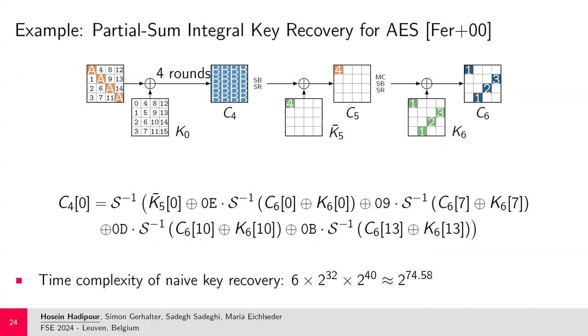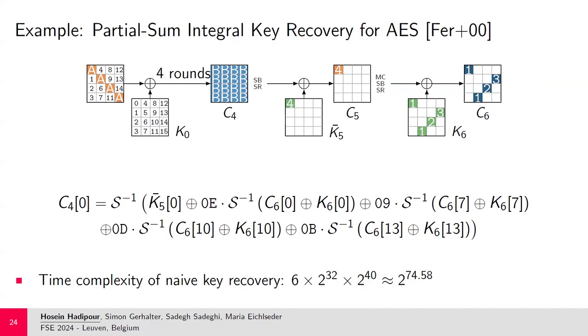Let me give you a basic example for an integral attack on AES. It represents the integral attack on 6 rounds of AES. You have a distinguisher for 4 rounds, and if you query 2 to the power of 32 suitable plaintexts with this activity pattern, you have the balanced property in all of the bytes after 4 rounds. You append 2 rounds after the distinguisher, and you perform a 6-round key recovery.